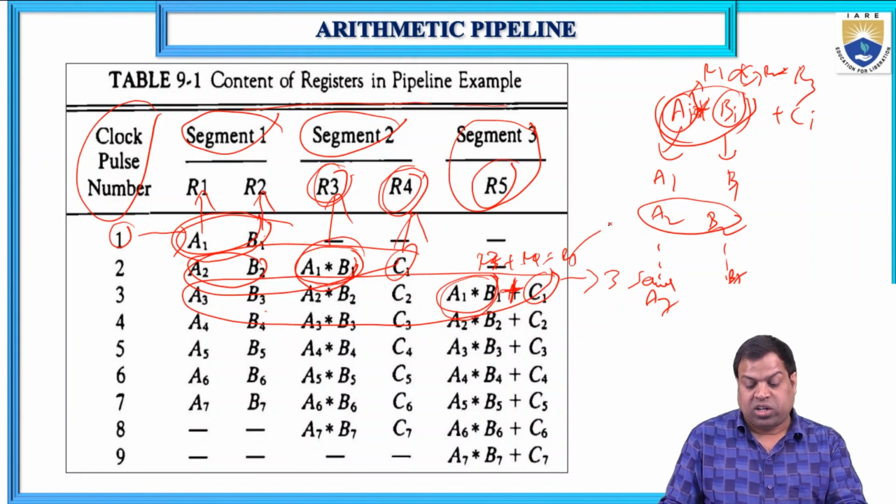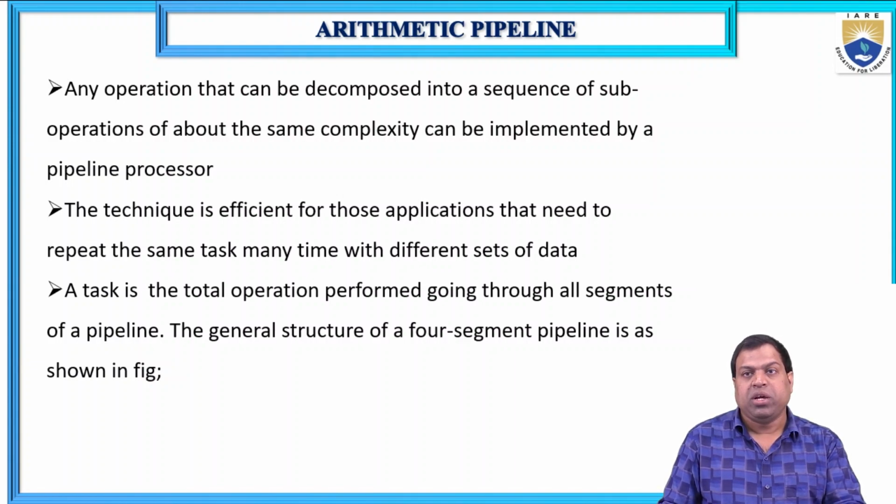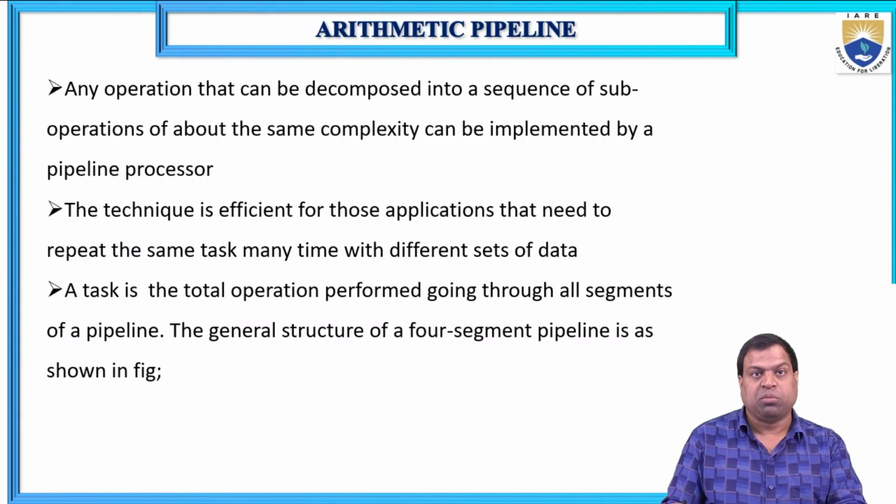So it is about the arithmetic pipeline. Any operation that can be decomposed into a sequence of sub-operations of about the same complexity can be implemented by a pipeline processor, and the technique is efficient for those applications that need to repeat the same task many times with different sets of data. A task is the total operation performed going through all segments of a pipeline, and the general structure of a 4-segment pipeline is as shown in the below figure.